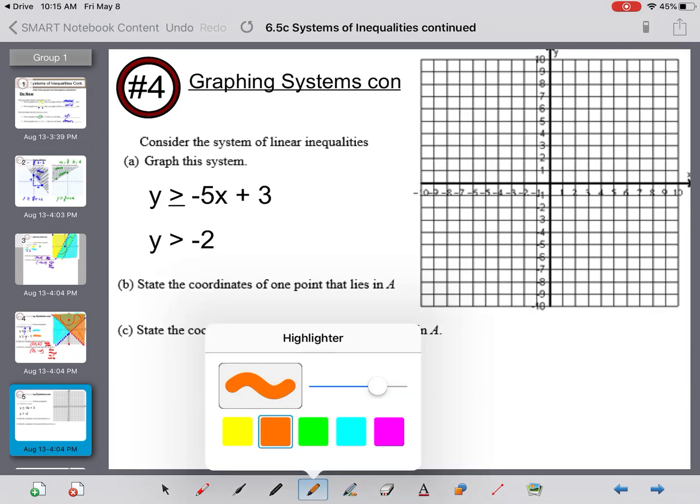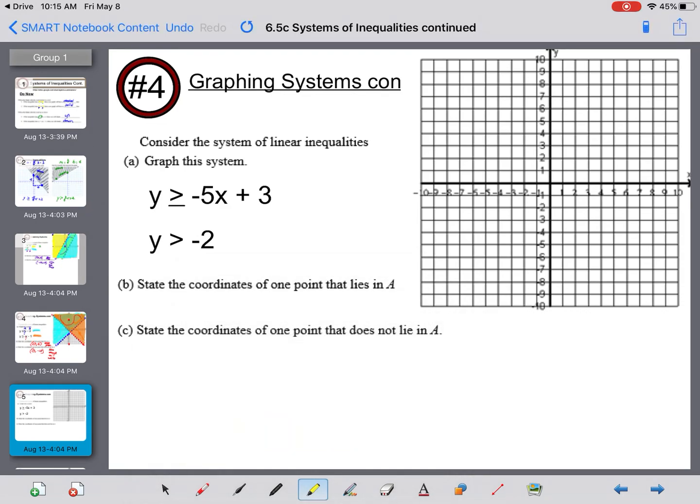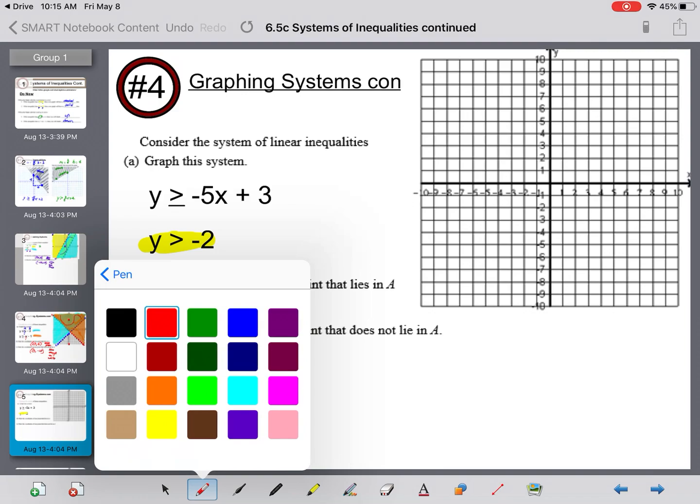Number 4. Just more practice. This one's a little unique. We're definitely not going to do that blue and orange again. We're going to go back to yellow and blue. This inequality right here, it's not in mx plus b form. It simply just says y is greater than negative 2.